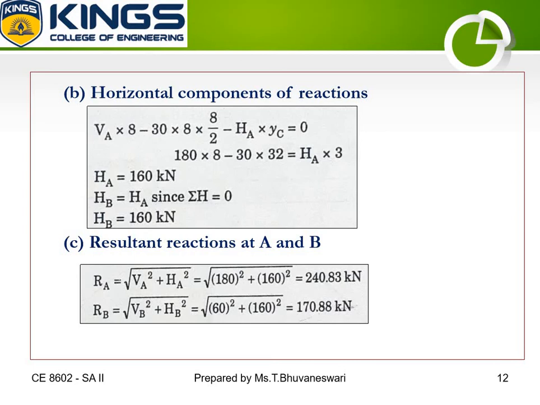So we will get 240.83 kilonewton, and then RB is equal to root of VB square plus HB square. So the value of VB is 60 and the value of HB is 160, so RB is 170.88 kilonewton. So in the first step we have found all the basic components, which means vertical reactions VA, VB, horizontal reactions HA, HB, RA and then RB.